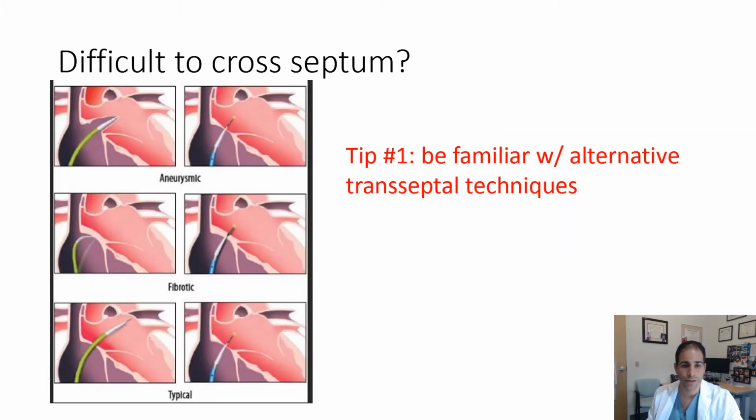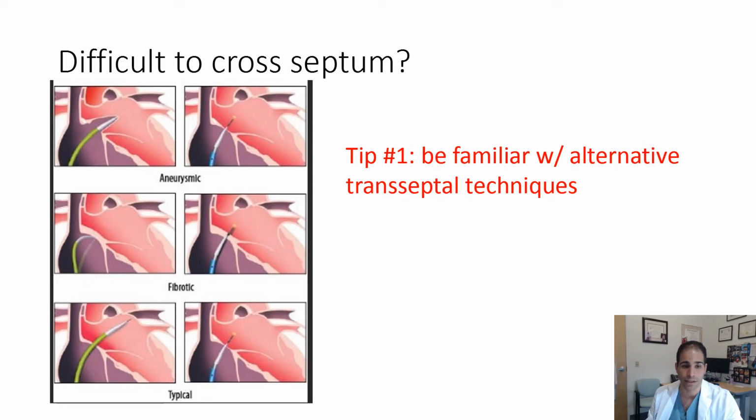We typically use the Brockenbrough needle for transseptal crossing in our lab, but it's important to always have a backup option. Some labs use the back end of a wire to get across when it's difficult to puncture. We typically use radiofrequency ablation with the Baylis transseptal crossing system. I find that to be particularly helpful in 2 types of anatomies.